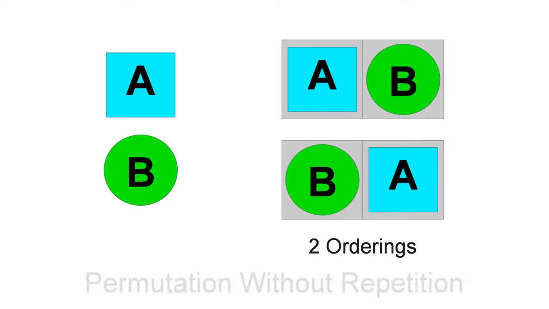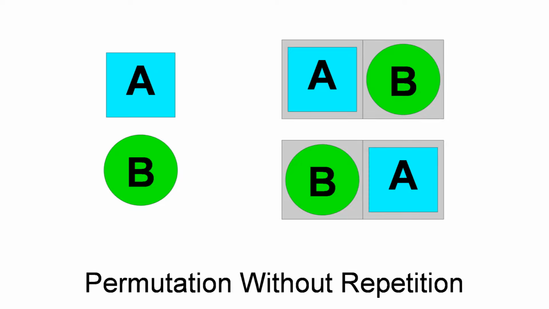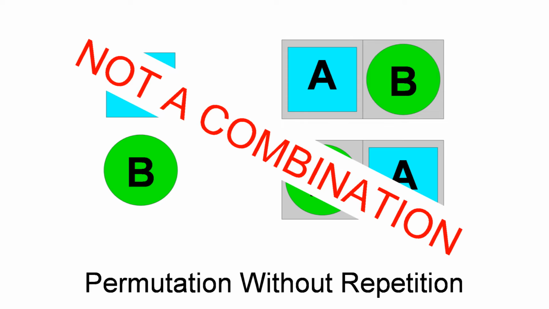Now, those are called permutations without repetition. Now, it's important to note that this is not a combination. A combination is merely a set without an order. So when you're looking at A and B, there is only one combination, and that is AB.